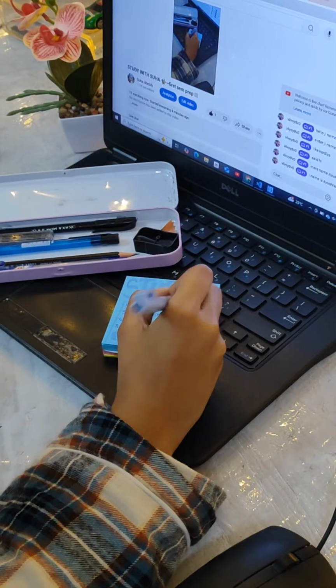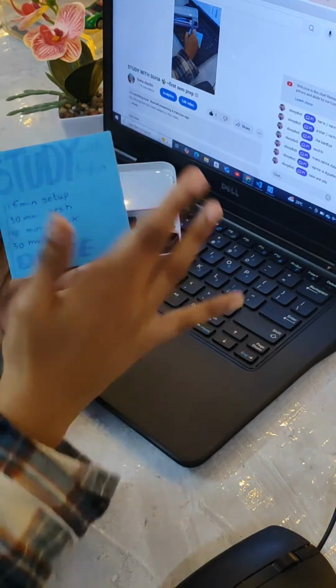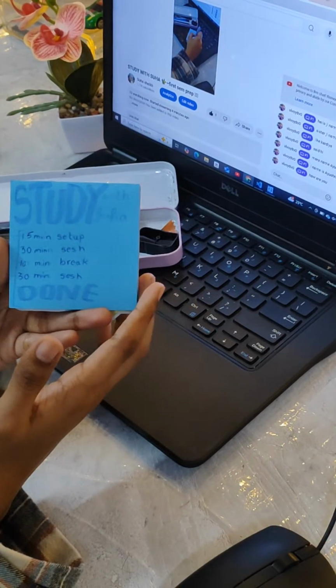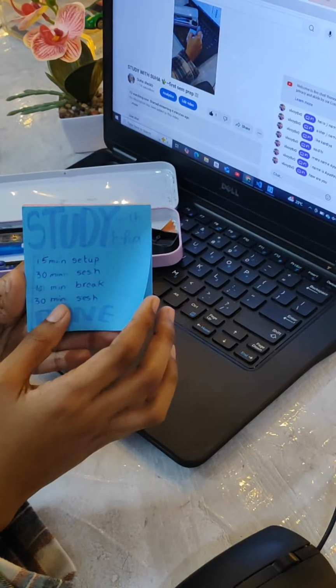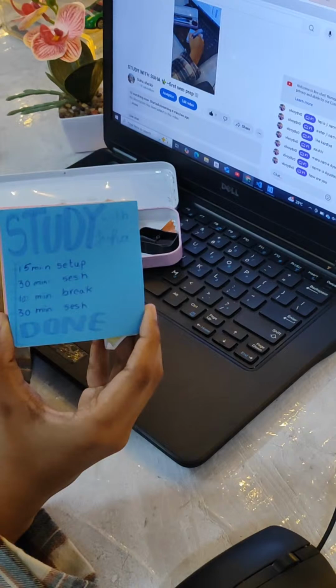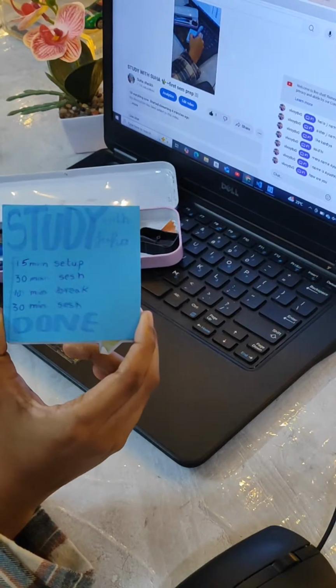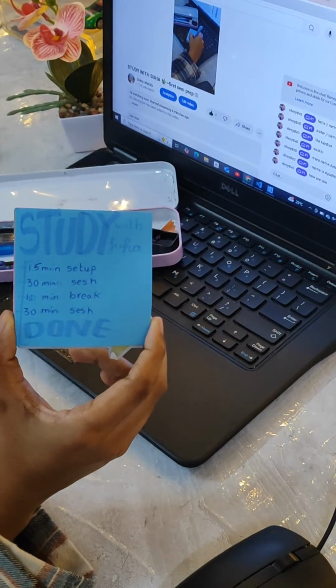So I am going to be using this. This is going to be the schedule. Is this visible? Like, can you guys read it? I know it's a little small, and next time I'll definitely write it a little bigger. But I just want to know if this is visible.